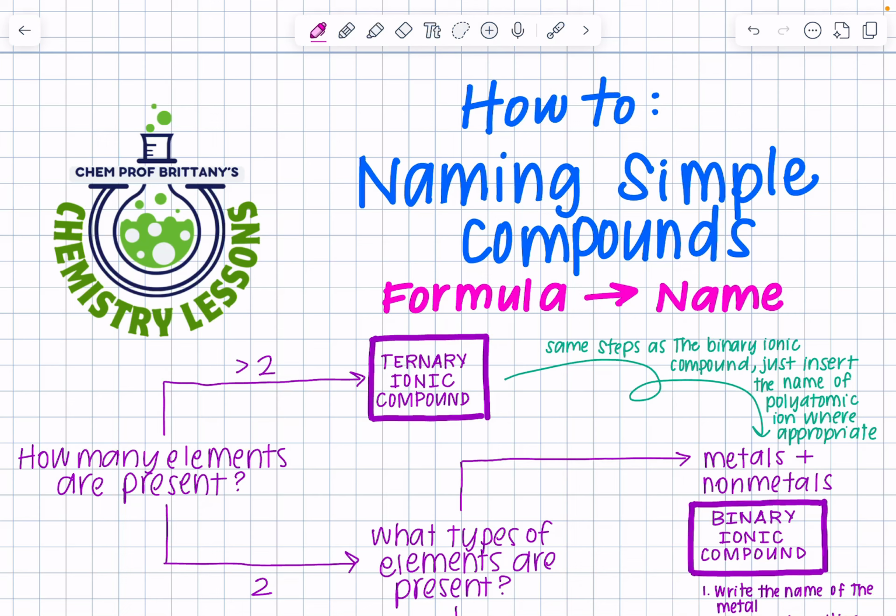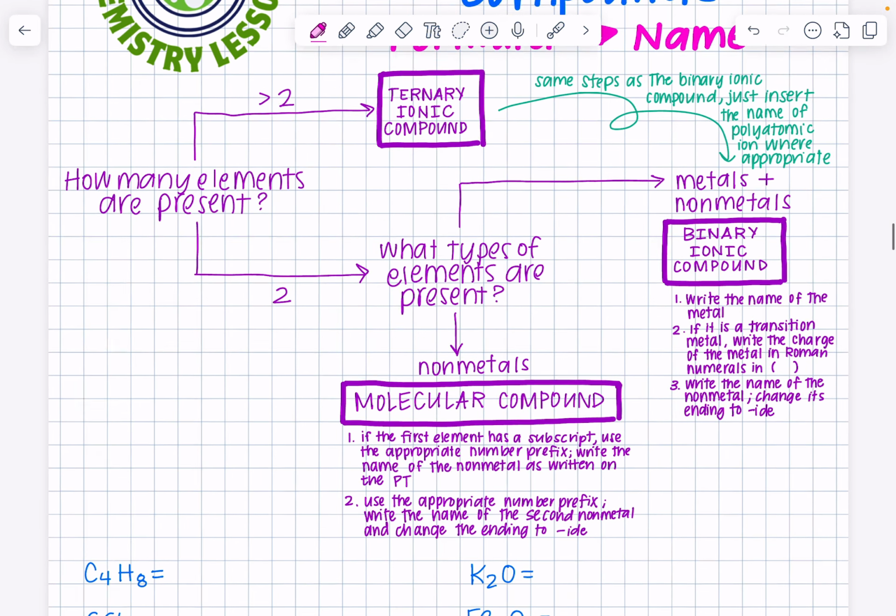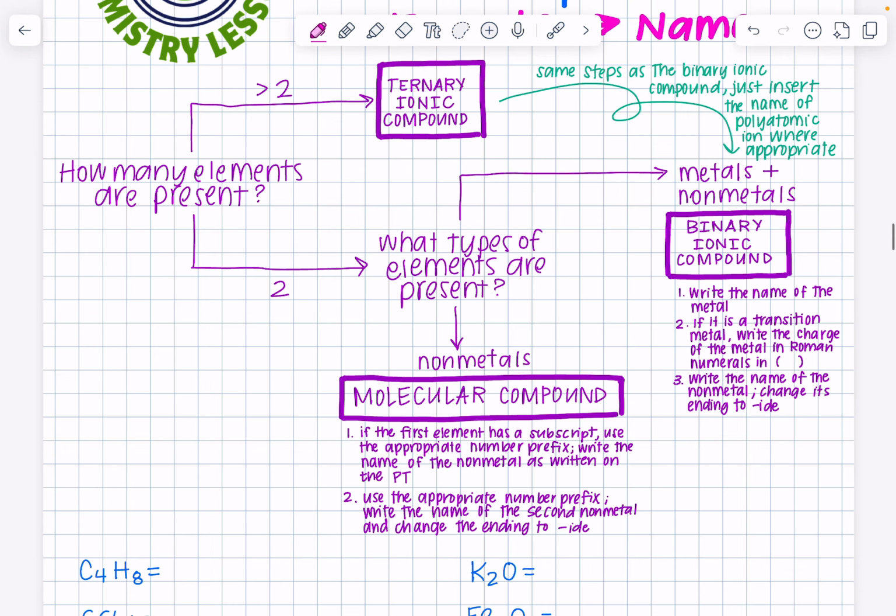In this video, we're going to talk about how to name simple compounds when given their formula. So I have a little flow chart here for you about how to go about naming. It's intended to guide you in answering questions that help you figure out what kind of compound it is. And then there are rules for naming that kind of compound, right?